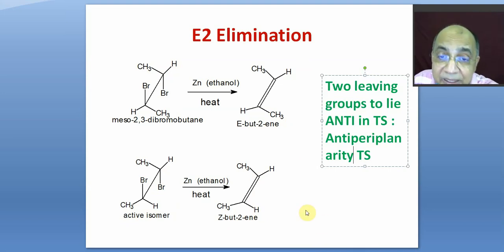Now you may argue, can there be elimination of HBr to form a double bond here and a double bond here? No. In the condition of zinc and ethanol, it is dehalogenation, not dehydrohalogenation, that is prevalent. So we are not considering dehydrohalogenation at all. If at all there is some product, 1%, 2%, we are not considering that. We are considering the alkene product, that is the but-2-ene product, that in one case E, in the other case Z.